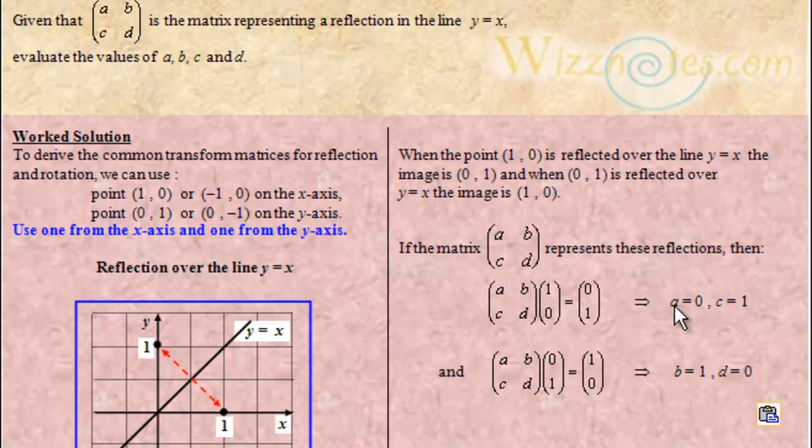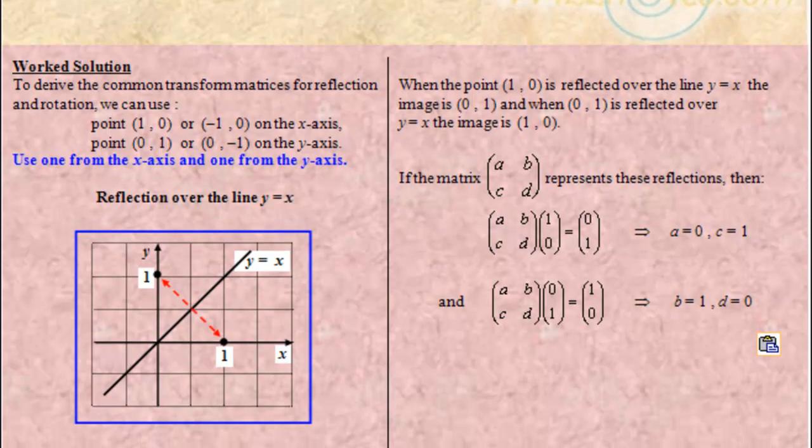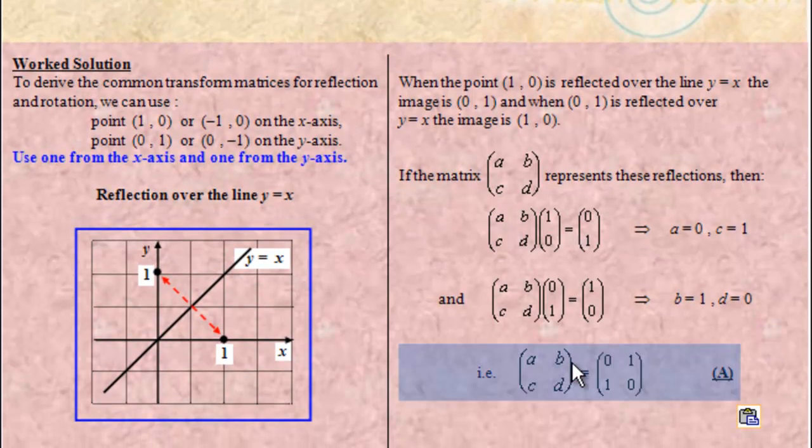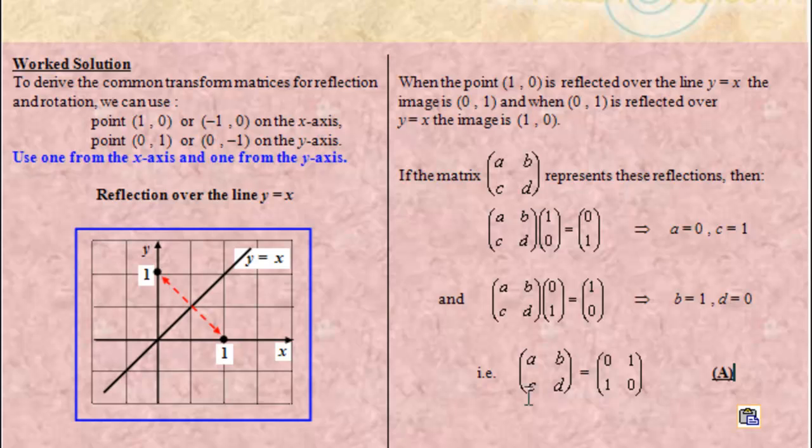So now we have all four values. We have a, b, c, and d. We have all the values. So we can write the solution line, which is the matrix ABCD equals the matrix [0 1; 1 0]. This matrix [0 1; 1 0] represents a reflection over the line y equals x, and that's your answer.